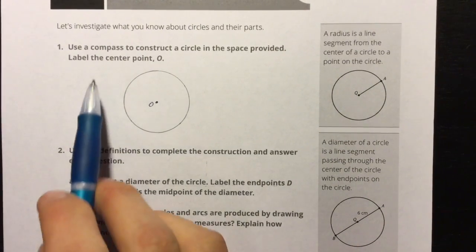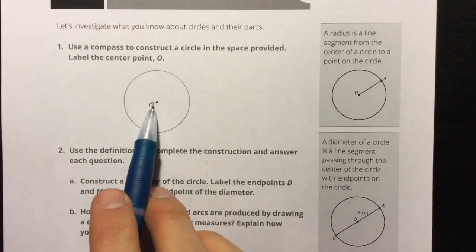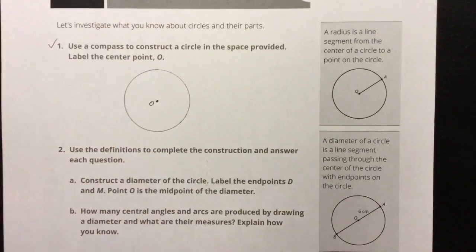So it says use a compass to construct a circle in the space provided. Label the center point O. Boom. Question 1. Good to go. All right, we've done that.